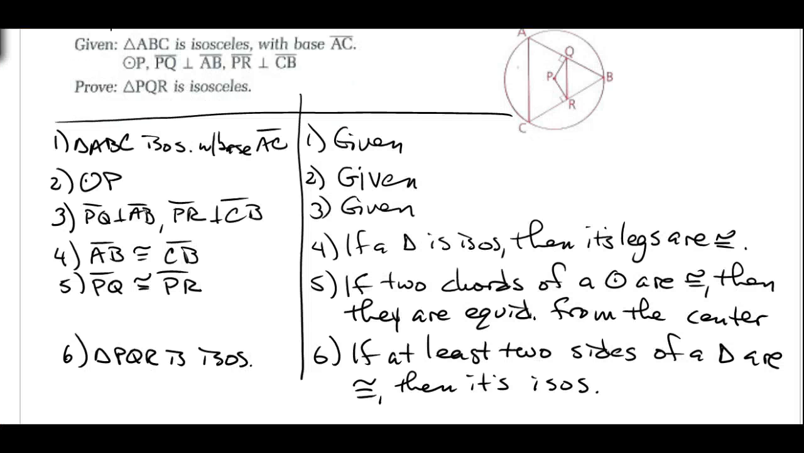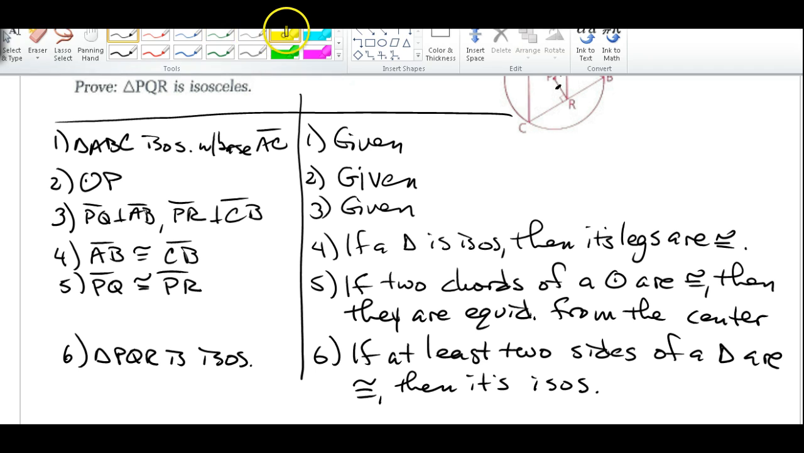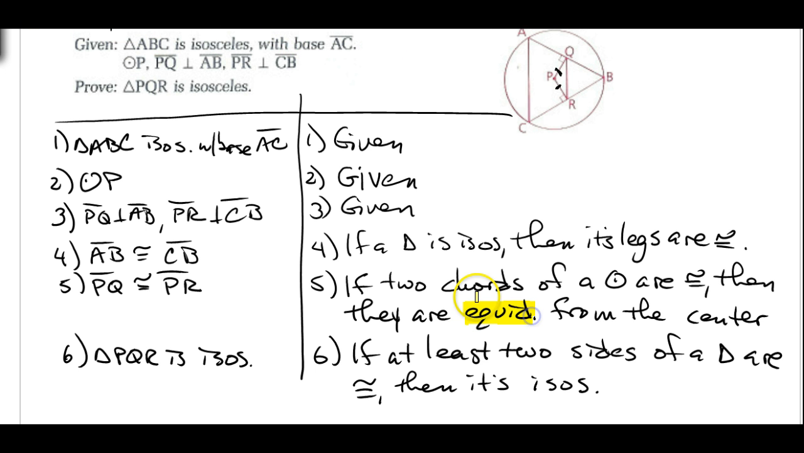All right, so here's the solution to the proof here. Since we're given that triangle ABC is isosceles, in step 4 we can say that AB is congruent to CB, because if a triangle is isosceles then its legs are congruent. And we can see that AB and CB are chords of the circle. And since they're congruent chords, that means they have to be equidistant from the center. So that means that PQ has to be congruent to PR. If two chords of a circle are congruent, then they are equidistant from the center. So again, notice that this equidistance is shown here with congruent segments.